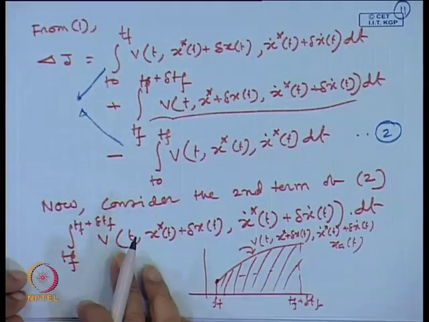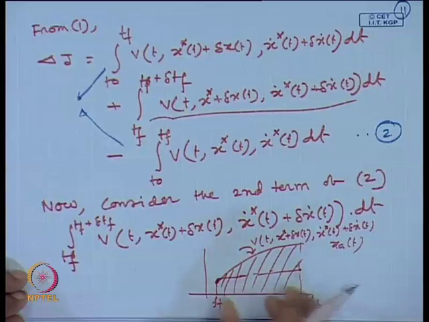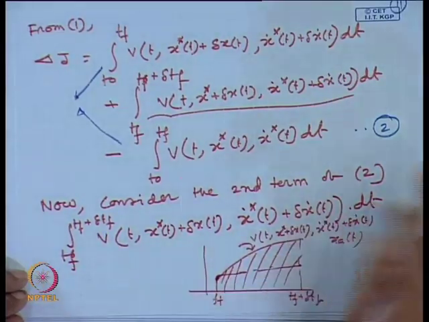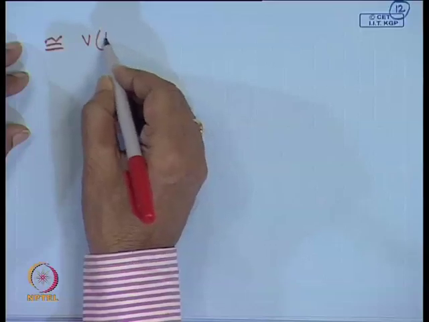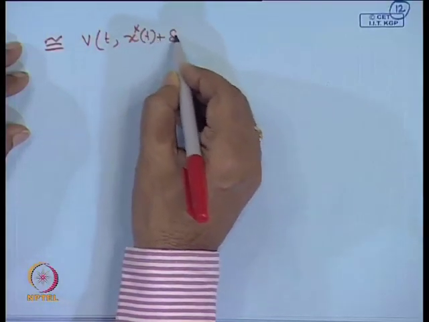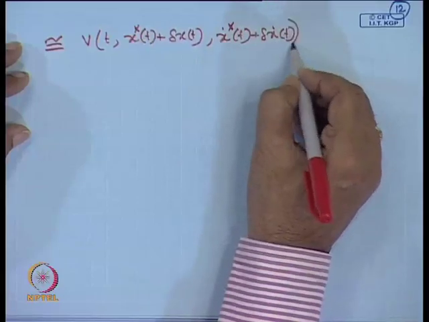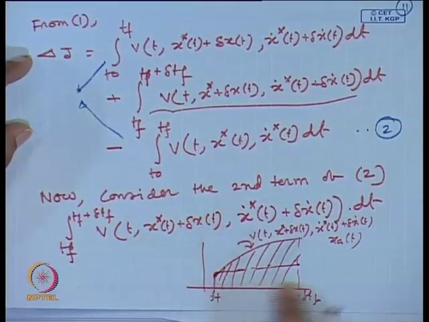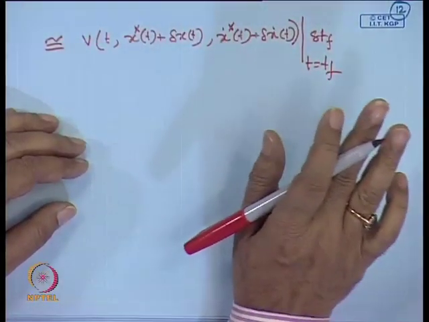So, what is the function value at t equal to t f? This value multiplied by this. So, this rectangular area will be the same as the whole shaded curve because delta t f is very small, even though I have amplified it. So, this is nearly equal to v t, x star of t plus delta x t, x dot star of t plus delta x dot of t, the value of the function at t equal to t f. That is what I am telling. And this ordinate multiplied by small delta t f is the area under this curve, approximately, because delta t f is very small.